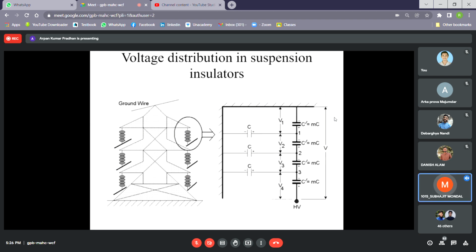Sir, can any insulator be made of toughened glass or polymer? Because all of them seem to be porcelain. No, you can't do all of them. You can't create shackle insulators or post insulators using polymer. Generally toughened glass and porcelain are used for insulators. Post insulators and shackle insulators can be toughened glass or porcelain, but it is quite difficult to manufacture a post insulator using polymer material.